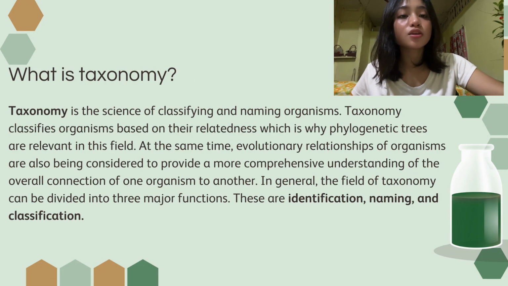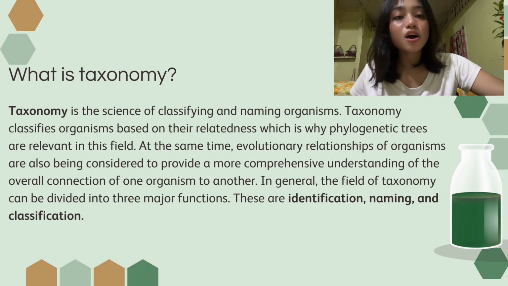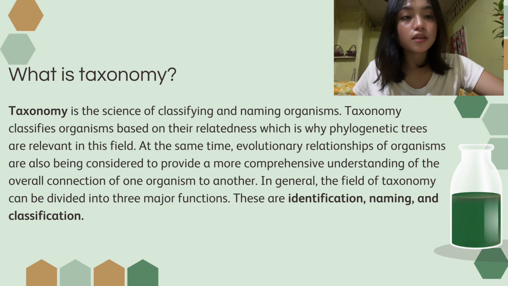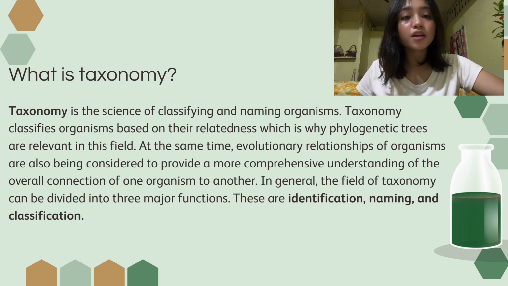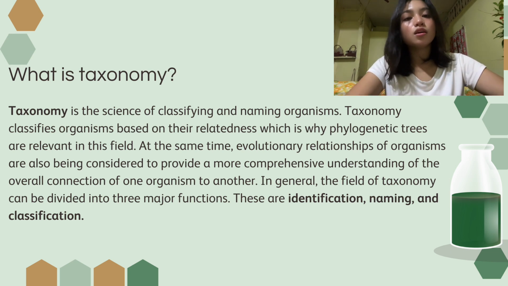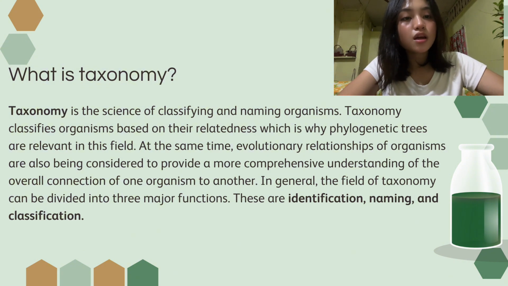So, what is taxonomy? It is a science of classifying and naming organisms. Taxonomy classifies organisms based on their relatedness, which is why phylogenetic trees are relevant in this field. At the same time, evolutionary relationships of organisms are also considered to provide a more comprehensive understanding of the overall connection of one organism to another. In general, the field of taxonomy can be divided into three major functions. These are identification, naming, and classification.